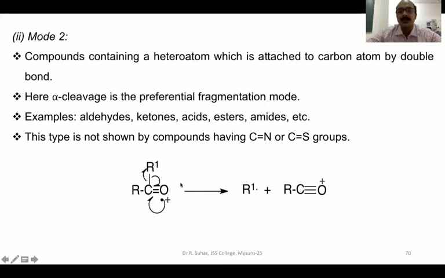This mode 2 cleavage is shown by compounds in which the heteroatom is connected to carbon by means of a double bond, whereas mode 1 is heteroatom connected to carbon by a single bond. That is the major difference between mode 1 cleavage and mode 2 cleavage.